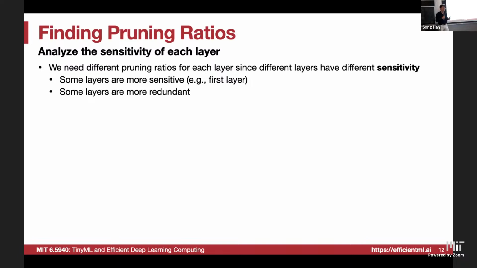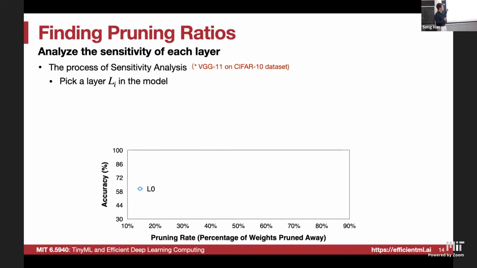Okay, so in that case, which one should we prune? Yes, the fully connected, the bulky, the large layer, which also reduces the accuracy relatively less, so it is less sensitive. Okay, so let's see what sensitivity analysis is. Just use VGG-11 on the CIFAR-10 dataset as an example.